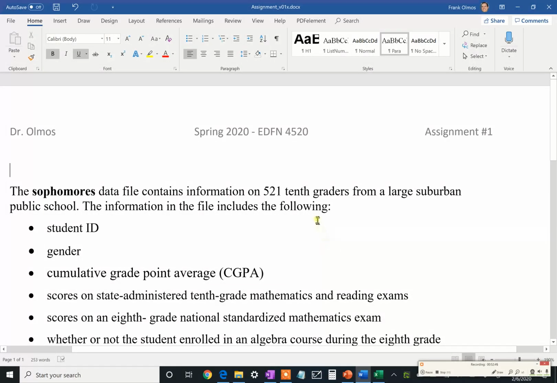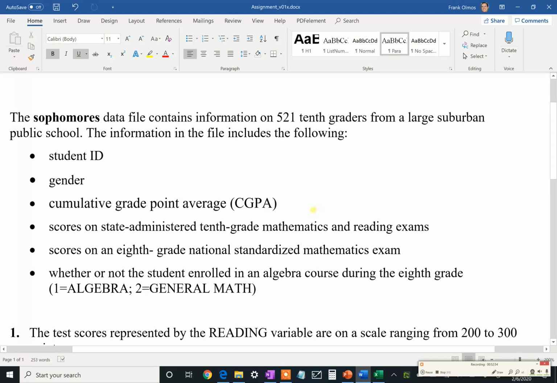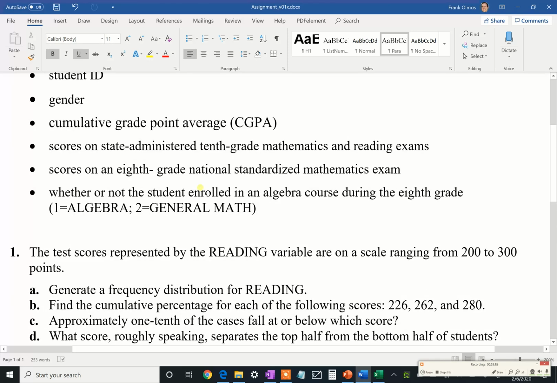All right, so I'm going to upload the assignment number 1. So it's going to look like this. The cool thing is I'm recording this screenshot right now as we speak, so it's going to help you. You can just go along with this. The software's data file contains about 521 10th graders from a large suburban public school. The information in the file includes the following: student ID, gender, cumulative GPA, scores on state-administered 10th grade mathematics and reading exams, scores on an 8th grade national standardized mathematics exam, and whether or not they took algebra and general math.